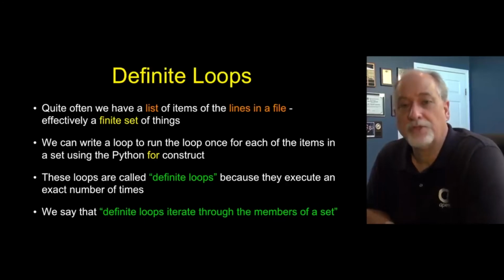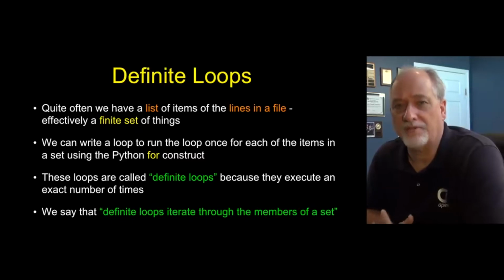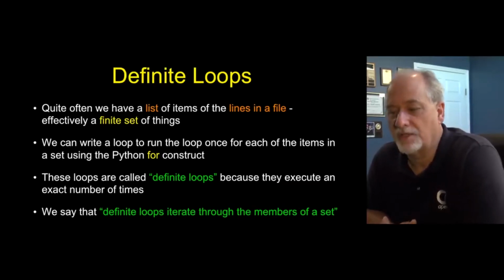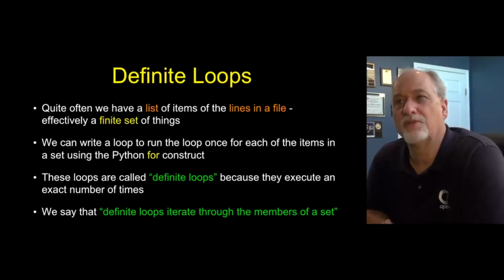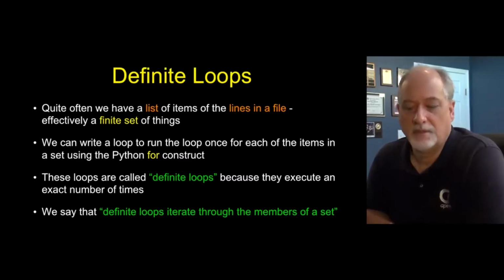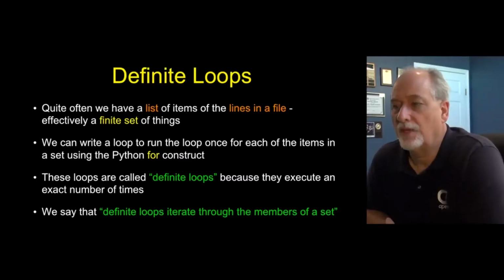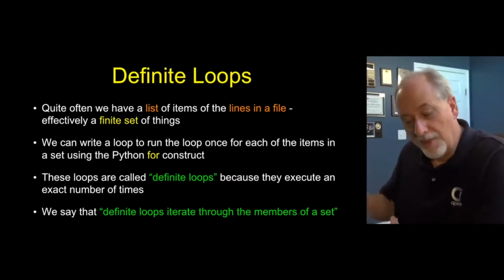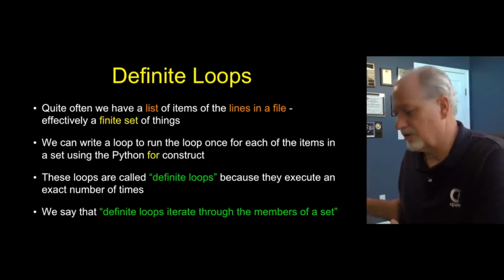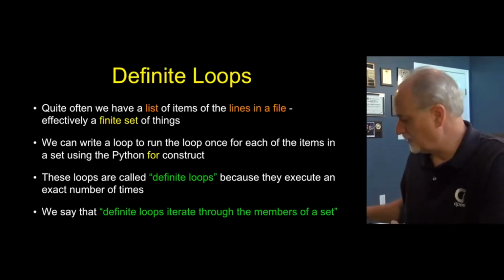So definite loops use the for keyword, and the idea of a definite loop is that it's going to loop through some set of things. It might be a set of lines in a file, a set of characters in a string, or a set of strings in a list of strings. Whatever it is, it's going to run a finite number of times depending on the thing that it's looping through. And we like this, it's an easier way to construct it, and we don't have to deal with the iteration variable. The for loop includes a mechanism to construct the iteration variable for us. So definite loops iterate through the members of a set.